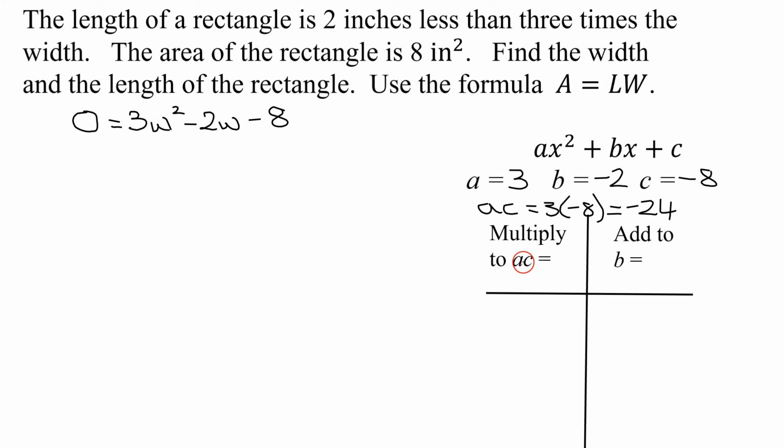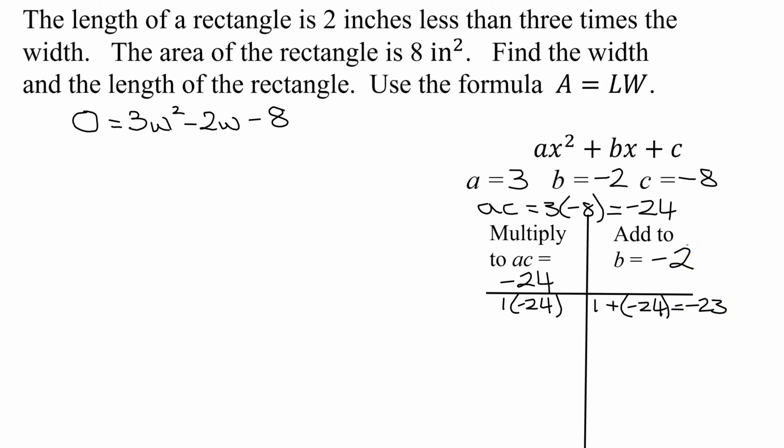So I need to find two numbers that multiply to AC, which is negative 24, and add to B, which is negative 2. Since the two numbers I'm looking for multiply to a negative number, they are opposite in sign. And since they add to a negative, the one with the biggest absolute value has to be the negative number. So I'm going to start with 1 and negative 24. Those multiply to negative 24, but 1 plus a negative 24 adds up to negative 23, which is way away from the number I'm looking for.